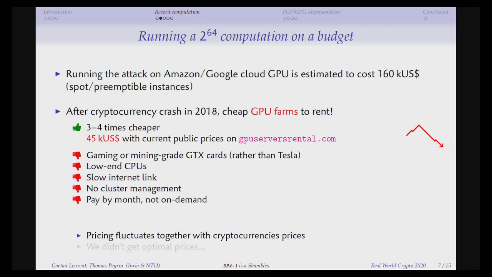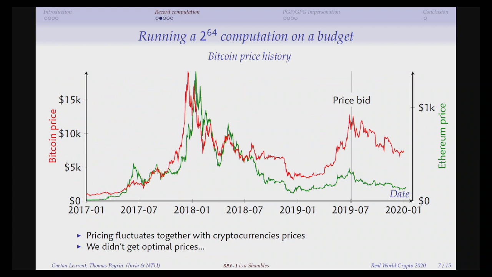In terms of pricing, the price actually moves significantly depending on cryptocurrency prices. So this is a graph showing the price of Bitcoin and Ethereum. You can see a big bubble in 2017, then a big crash, and we actually negotiated our price around this time here, and you can see it was not a very good time because the prices were going up significantly, so we would probably get much better prices today than what we got.